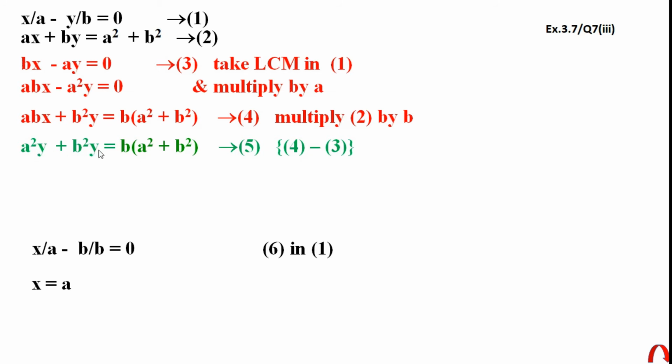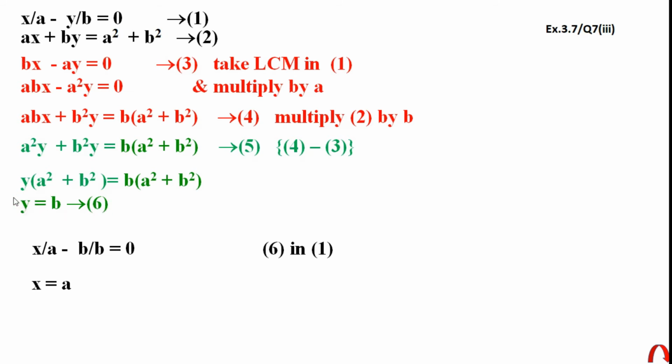Y is common here. So when we take y as common, it becomes a square plus b square is equal to b into a square plus b square. A square plus b square is divided on both the sides, so y remains as b.